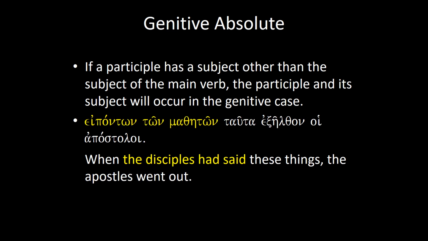So here's a participle, apontone. The ones performing that participle are ton mathetone. The main verb is exelthon, and the subject is hoi apostoloi. So the main idea of the sentence is the apostles went out, but then who's performing the action of the participle? Here it's not hoi apostoloi, but instead it's the disciples, ton mathetone. So the participle is genitive and its subject is genitive. This is called a genitive absolute. The word absolute comes from a word that means loosed. So it's kind of loosed from the normal bounds of the sentence.